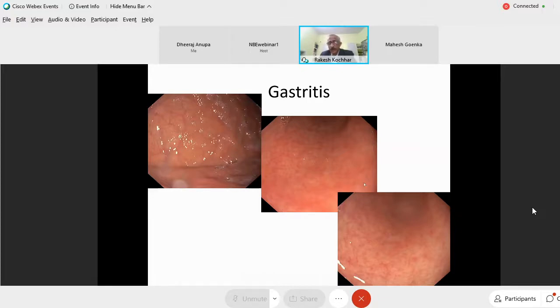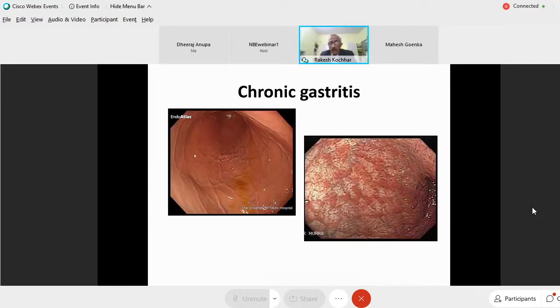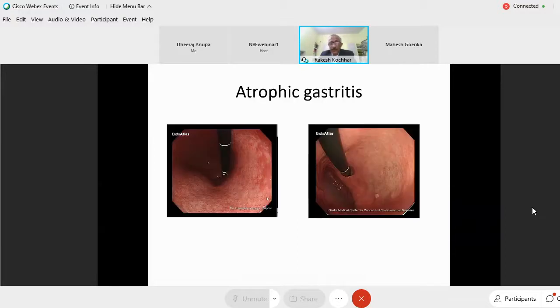pylori positive or not. This is the classical normal folds in the stomach with vascular pattern, and this is what happens in atrophic gastritis, that you see some of the vessels deep below and these atrophic or thinned out mucosa. Very clearly brought out in these two patients. You see this atrophic, flat, whitish mucosa with a vascular pattern which is different from the normal. Now, atrophic gastritis in H. pylori is pan-gastritis, whereas in autoimmune gastritis, it is patchy.